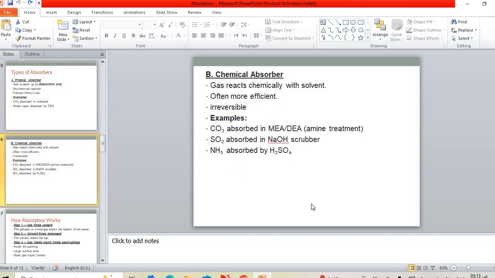But in a chemical absorber, you cannot do this because the gas that reacts with the solvent creates another product, which cannot be regenerated, of course. For example, ammonia absorbed by sulfuric acid, as we see in fertilizer companies, and sulfur dioxide can be absorbed by sodium hydroxide, and CO2 can be absorbed in amine treatment. Of course, that's in gas treatment plants.